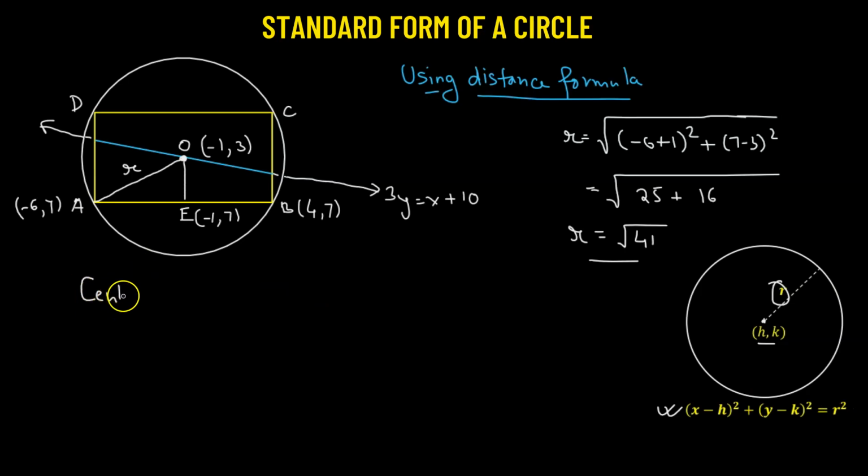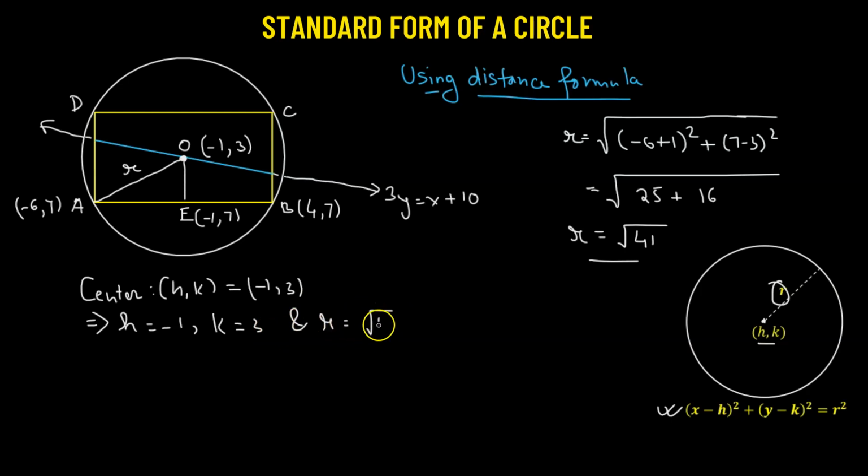So in that case, we have obtained the center, which is h comma k, so that has the value -1 comma 3. This immediately gives us the value of h, which is -1, and the value of k, which is positive 3. And we have obtained the radius of the circle as square root of 41. So that means we can use the standard form. We have x minus h, so h is -1, so we have x plus 1 whole square, plus y minus k, so that's y minus 3 whole square, equals the square of the radius, so that's 41. So this is going to be the equation of the circle. So one task is done.